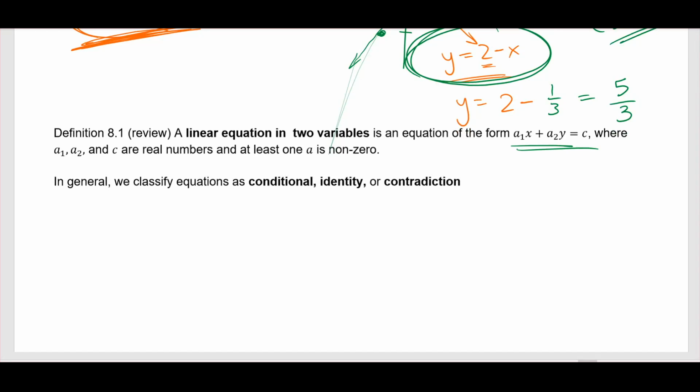Okay, so in general, we classify equations as conditional, identity, or contradiction. We've got examples of these, right? Conditional, this is maybe like 2x plus 1 equal 4. And we can solve that, right? So this would be x equal 3/2, if we subtract that 1 from both sides and divide by 2, we would have this. Conditional equations are true under certain conditions.